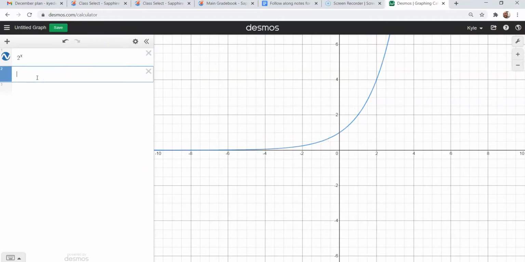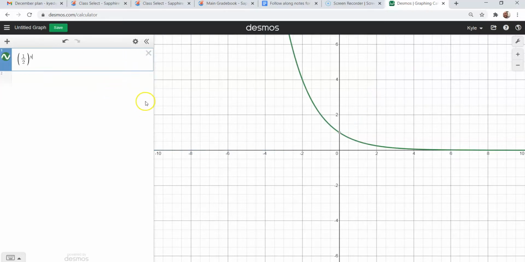The other one we were supposed to look at was 1/2 to the x power. Okay, we call this one exponential decay. As I get bigger and bigger on my graph, my values are getting closer and closer to 0.